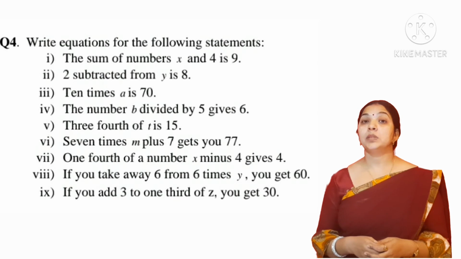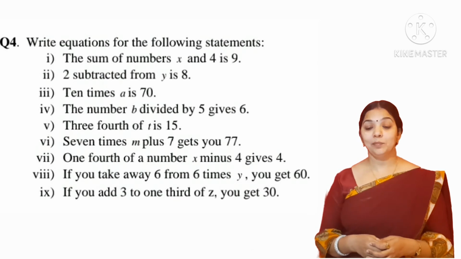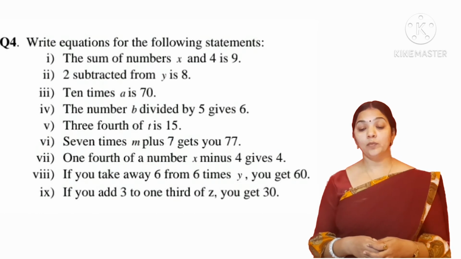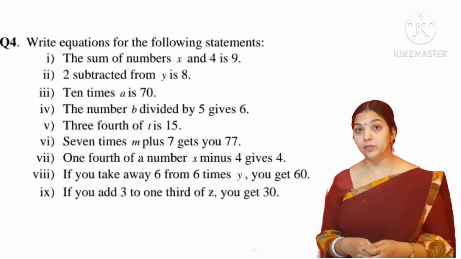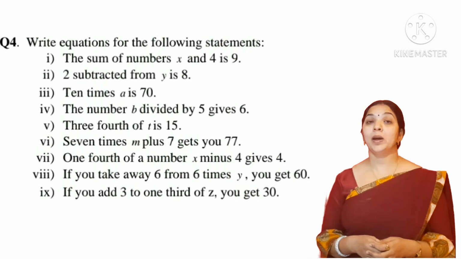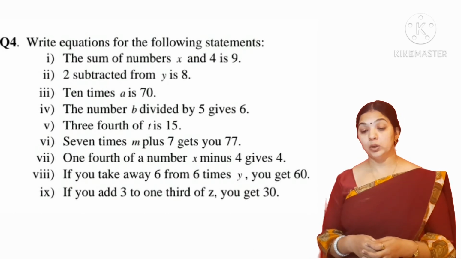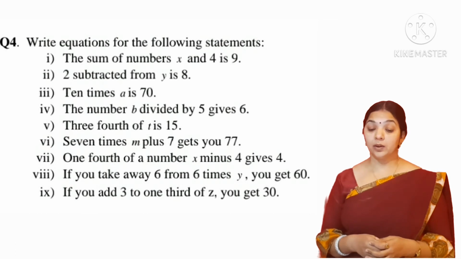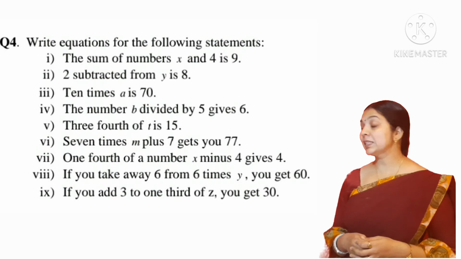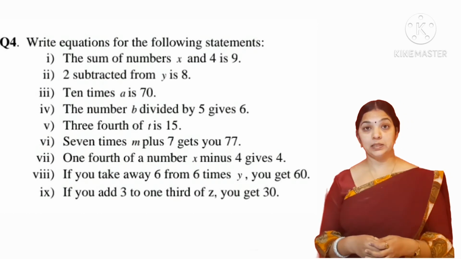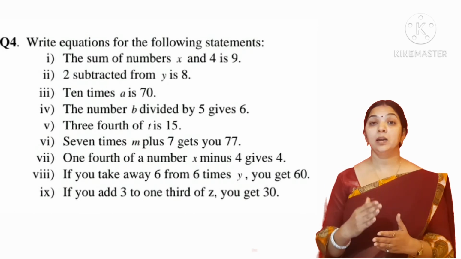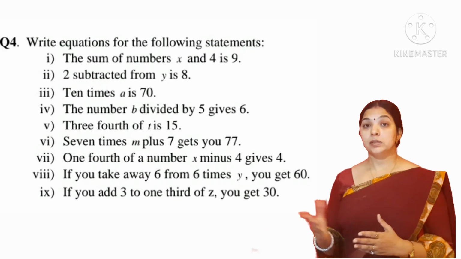So 7 times m, that is 7m plus 7 is equal to 77. 1/4 of a number x minus 4 gives 4. So 1/4 of a number x, 1 by 4 x minus 4 is equal to 4. Eighth one is if you take away 6 from 6 times of y, you get 60. You take away 6 from 6 times of y: 6y minus 6 is equal to 60.